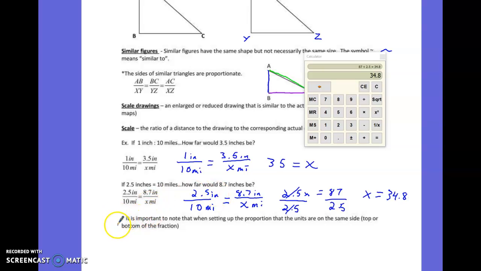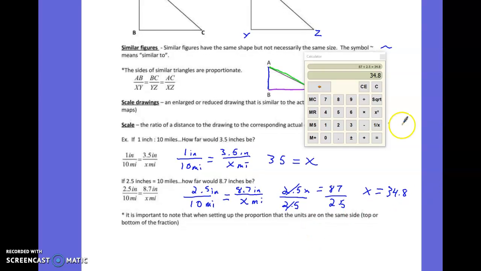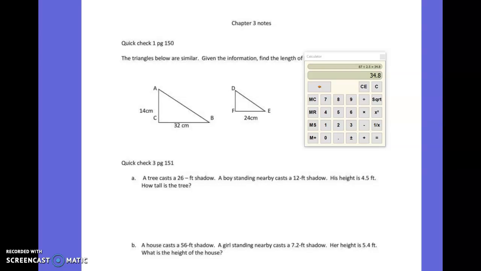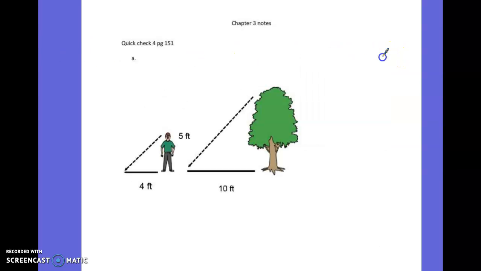So I mentioned this earlier. It's important to note that when setting up the proportion, the units are on the same side, so the top or bottom of the fraction. Okay, we're going to skip 2 pages. I'm going to go to how to set up a proportion.